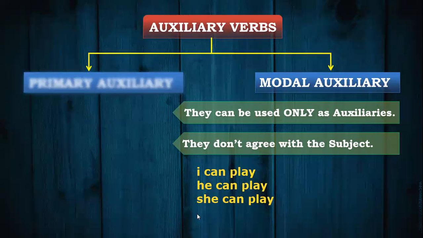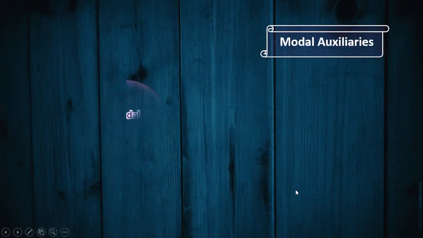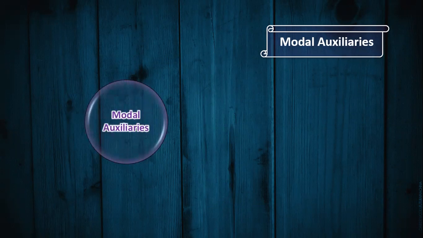In these three options, take a look here. I can play, he can play, she can play. It doesn't really matter whether I change the subjects, my auxiliary verb remains the same. And this is your second point for modal auxiliaries. So in this manner, we have two features of modal auxiliaries. I hope everybody has understood the difference between primary and modal auxiliaries.